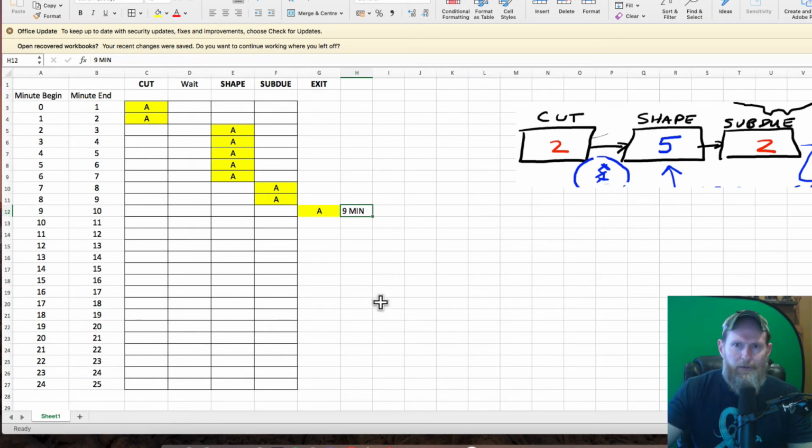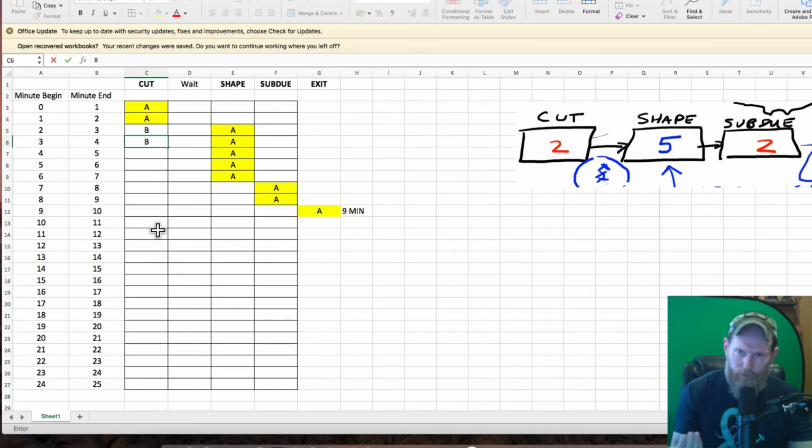Super. The problem comes when we enter the next batarang into the system. Okay, so we need to think about this. As soon as the cut station becomes open, the beginning of the third minute, we put B into the system. And B is going to spend 2 minutes in that cut station. Well, the problem is that when B is done at the cut station, it can't go over to the shape station because the shape station is occupied.